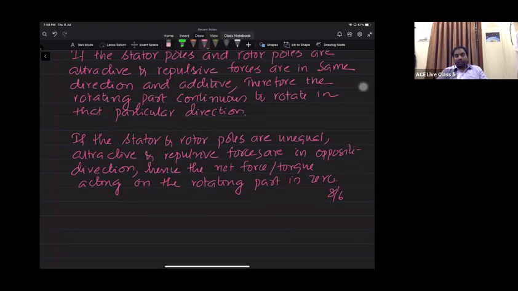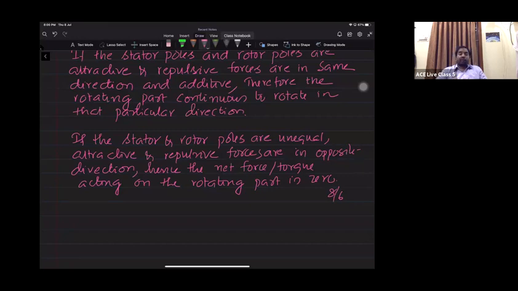The reason is, whatever motor I'm talking about, the DC motors, induction motors and synchronous motors, they work on electromagnetic torque. What does electromagnetic torque mean? The current carrying conductor placed under magnetic field will experience a force. That also I'll show, don't worry. Because of that force, the rotating part will rotate, right?